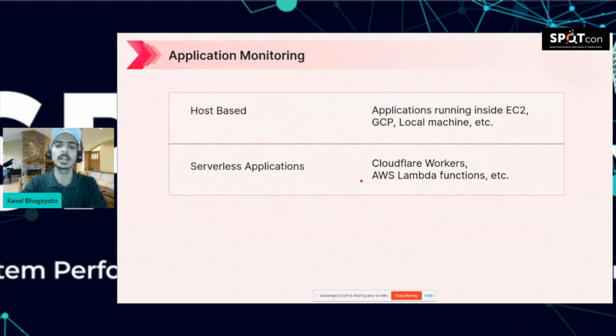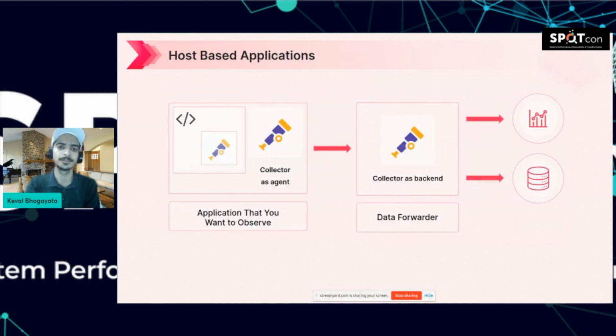But if you are working with AWS Lambda functions or Cloudflare workers, where you do not have direct access to the infrastructure and all you need to worry about is the application, then we call them serverless applications. And for both of these types of applications, we use the OpenTelemetry collector differently. So let's see the architecture for each of them one by one.